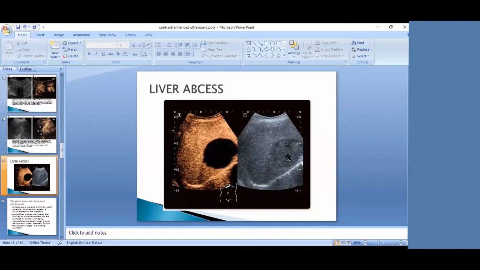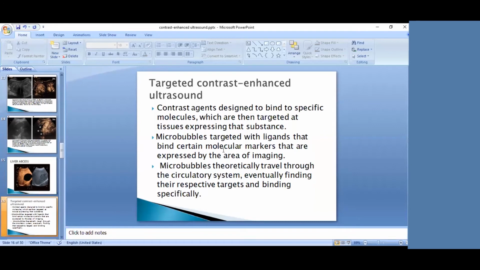Here you can see a liver abscess. Here we have a lesion in the liver. Okay, lesion in the liver. After putting in contrast enhanced ultrasound, you can see there is no perfusion. I mean, this is not a malignancy. Okay, so it is a liver abscess. Okay, so that was the non-targeted contrast enhanced ultrasound, which we said is the most common method.